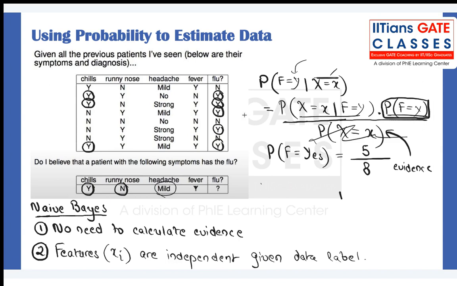You can also calculate the probability that the person will not have flu given the characteristics, and then you can find out whichever is the higher number. If this is higher, then you can say that this person does not have flu. Okay, fine.